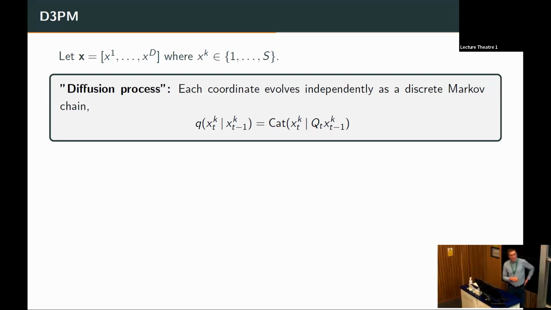One possibility is to make use of a discrete Markov chain, which operates on each coordinate of this vector X independently, which means that we have some transition probability Q here, which tells us how to transition from some state at time t-1 to the next state.